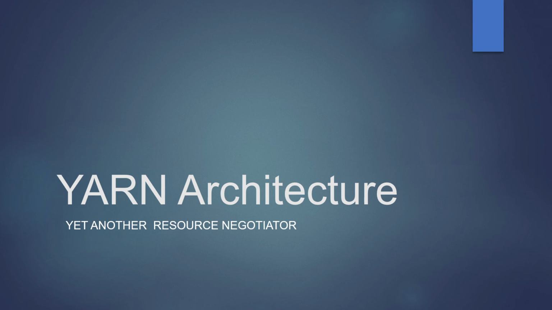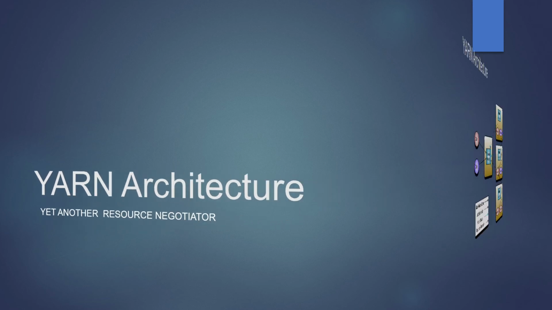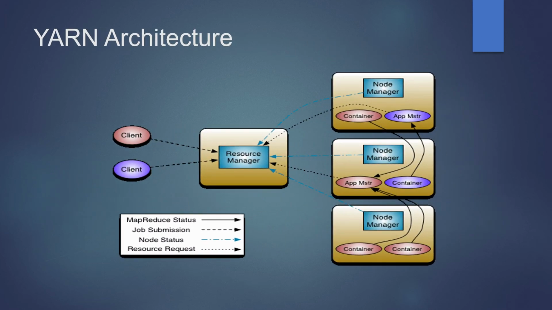In this video, we are going to see YARN architecture. YARN means Yet Another Resource Negotiator. This is the YARN architecture. So the main components are the resource manager and node manager.